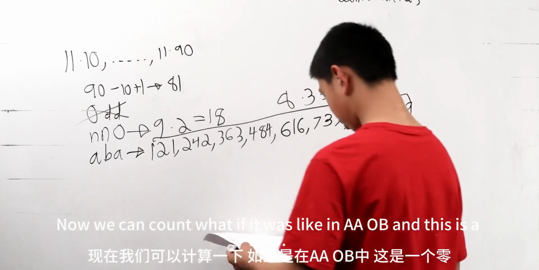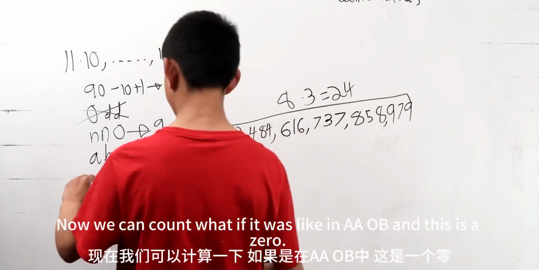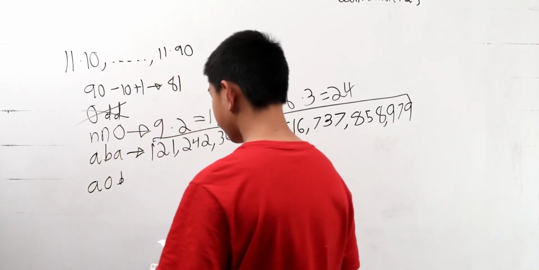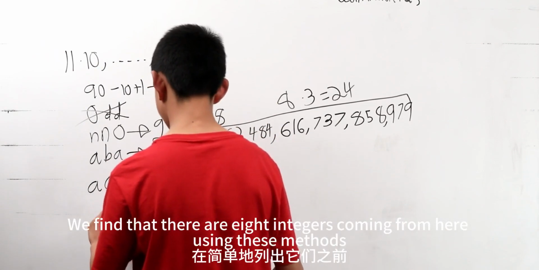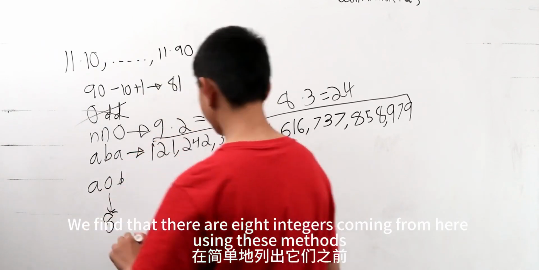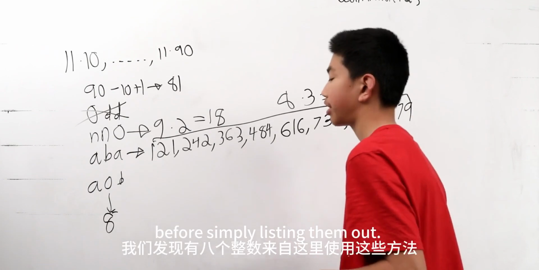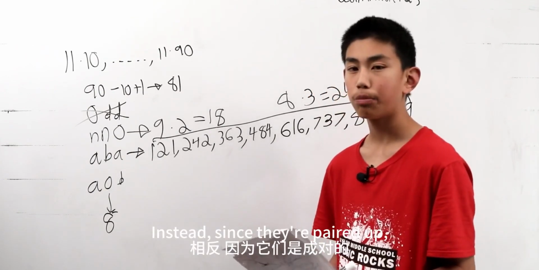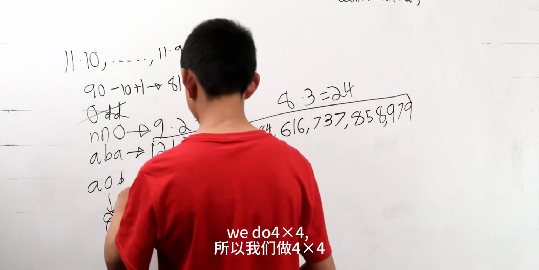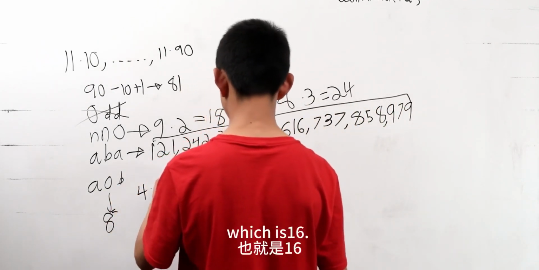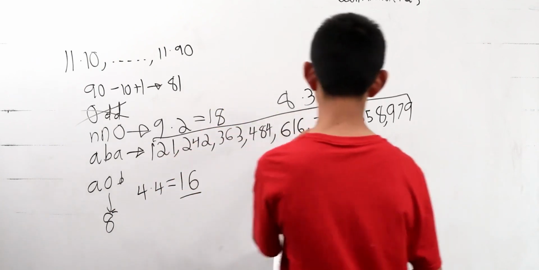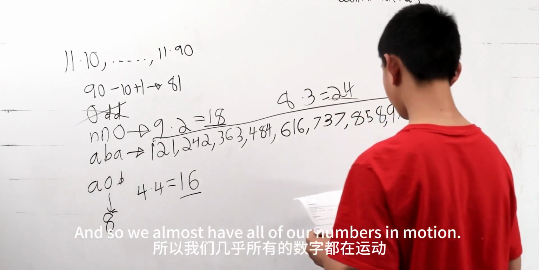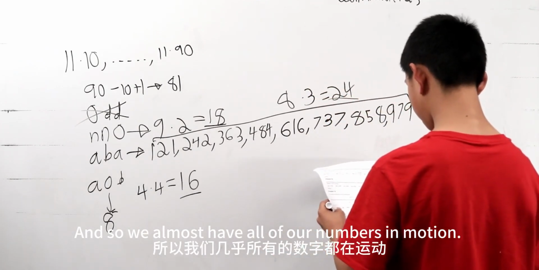Now, what if it was A, 0, B, and this is a 0? We find that there are 8 integers coming from here, using these methods before, simply listing them out. But we don't add 8. Instead, since they're paired up, we do 4 times 4, which is 16. And so, we almost have all of our numbers.